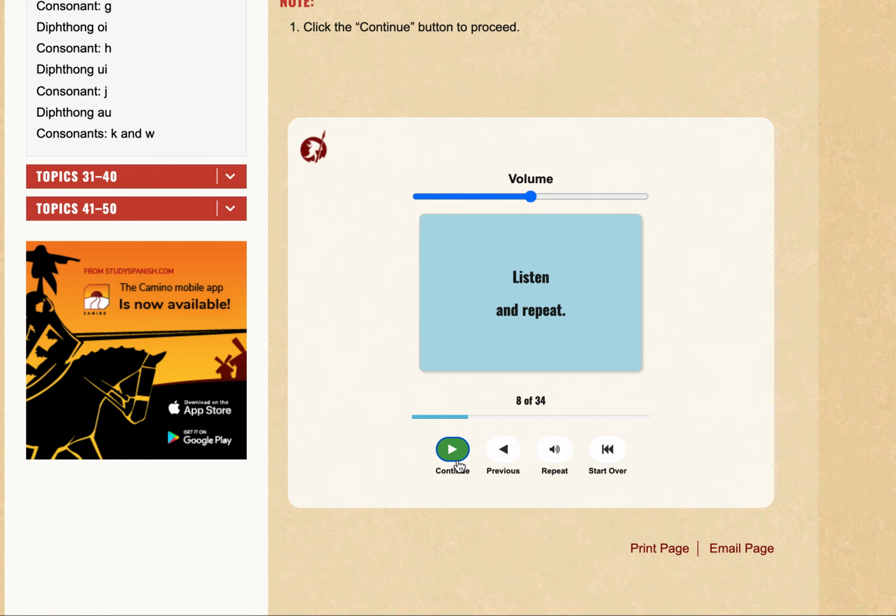Listen and repeat. Concentrate on combining the two vowels into a single syllable in the manner of the native speakers. Seis, 6, 20, 30, reina, ley, rey.